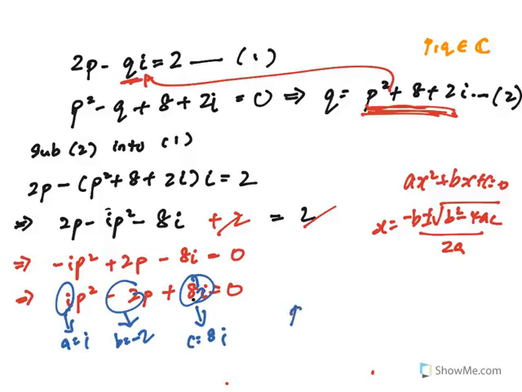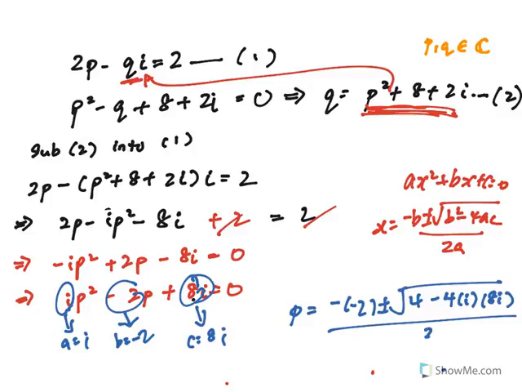So p equals negative b, so negative of negative 2, plus minus square root of b squared, so I get 4, minus 4ac, which is 8i, over 2a, so it's 2i. Alright, I will leave you to simplify this.